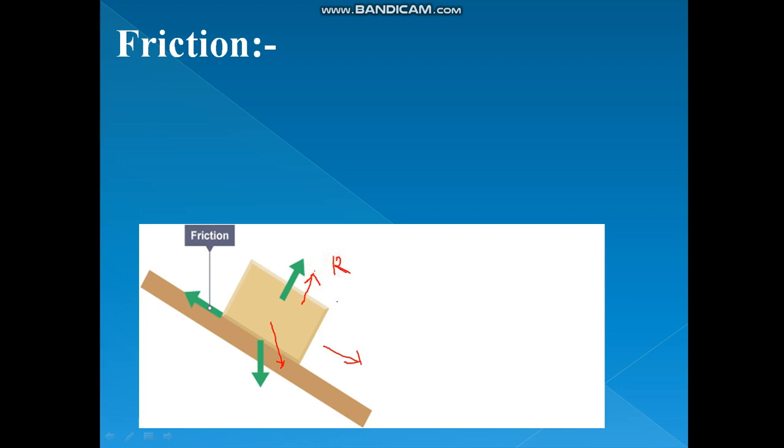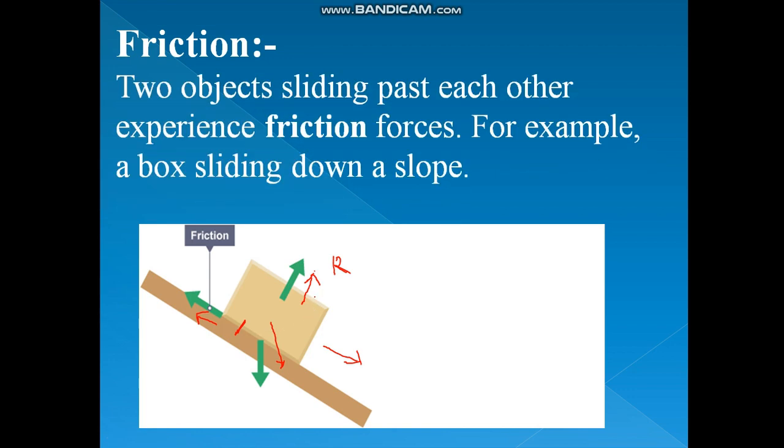This is the reaction. Now when this block is moving down, there will be an opposite force which will come into play, which will oppose the motion of the block. This happens to be the force of friction. It is in opposite direction to the motion, and this will be when there are two surfaces in contact. So that is why this is also a contact force. So two objects sliding past each other experience friction force. The objects may be moving or at rest, friction is always there.